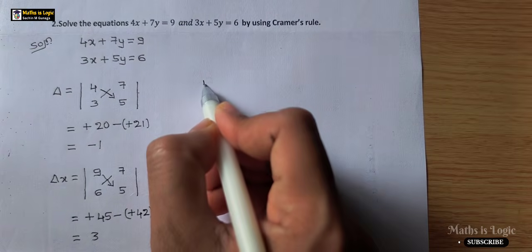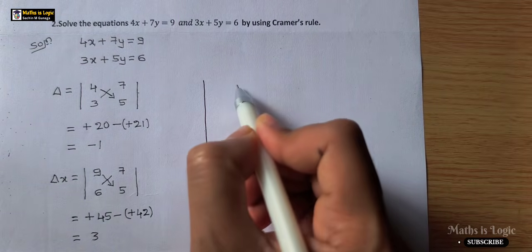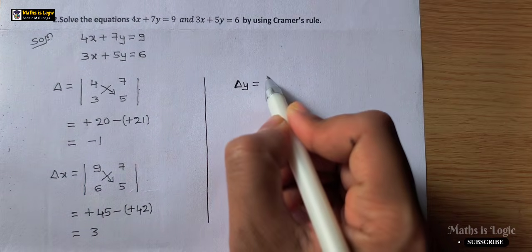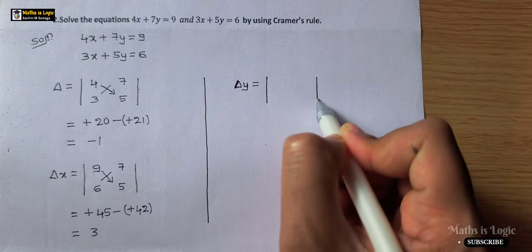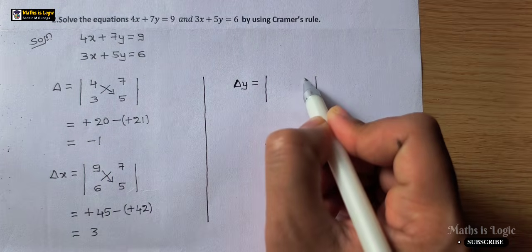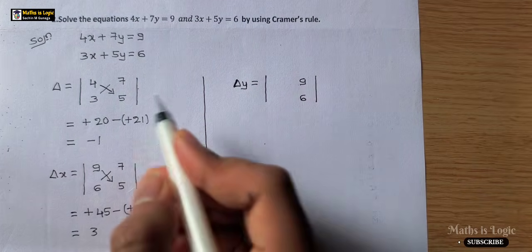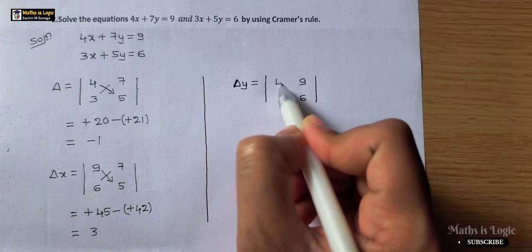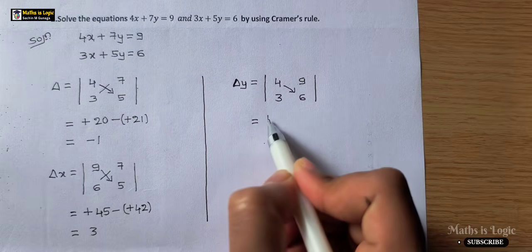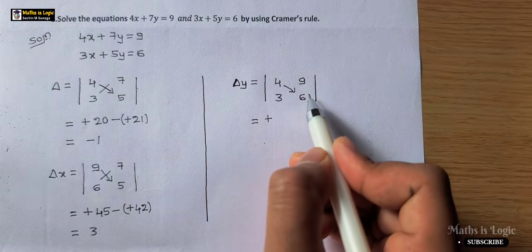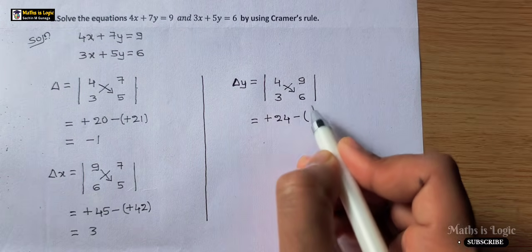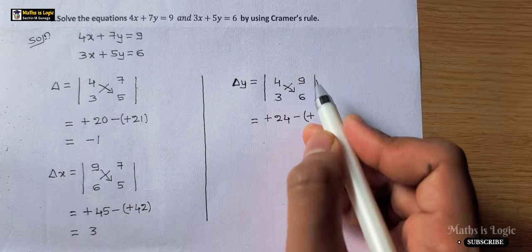Next, after delta x, next find out delta y. So to find delta y value, in delta, second column replaced by these two constant terms, 9, 6, and first column keep it as it is, 4, 3. Again cross multiplication, which is equals to plus into plus, plus 4 into 6, 24, middle minus sign, again these two, plus into plus, again plus 3 into 9, 27.